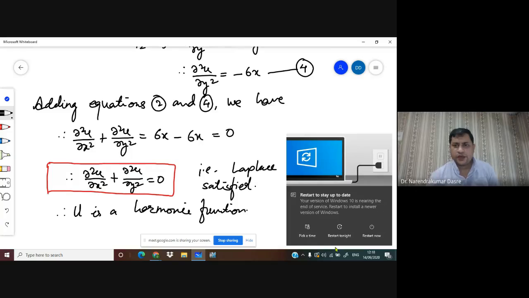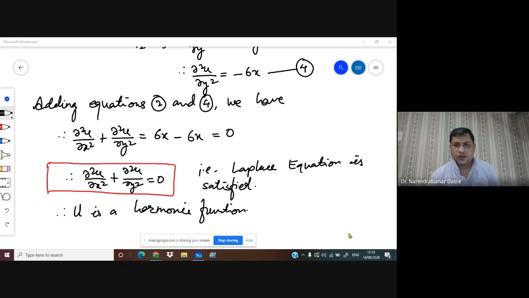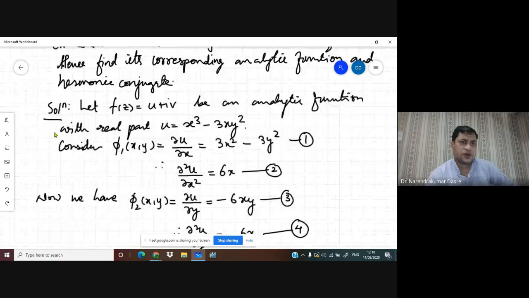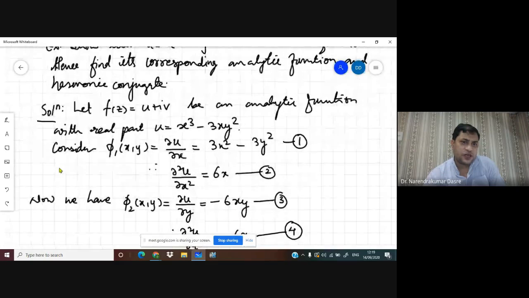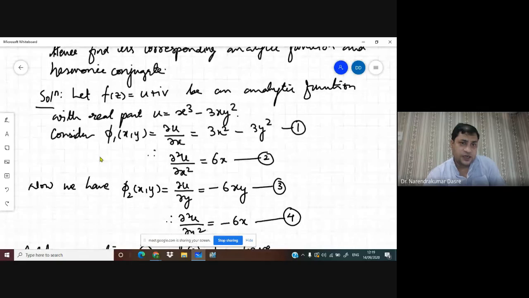So we can say u is going to be a harmonic function. Once I know that u is a harmonic function, the first part of this problem we have solved. We wanted to prove that this is going to be a harmonic function. We proved it, and now we have to find the corresponding analytic function and harmonic conjugate. If you see, two steps of the Milne-Thompson method we have already completed.